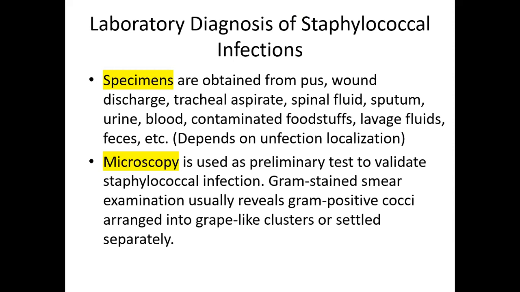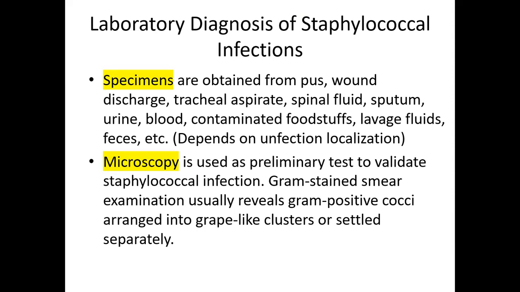Laboratory diagnosis of staphylococcal infection. Specimens are obtained from pus, bone, discharge, tracheal aspirates, spinal fluids, sputum, urine, blood, etc. It depends on infection localization. So if we have pneumonia, you should take sputum. If you have urinary tract infection, you should take urine. If you have sepsis, you should take blood. So it depends on localization.